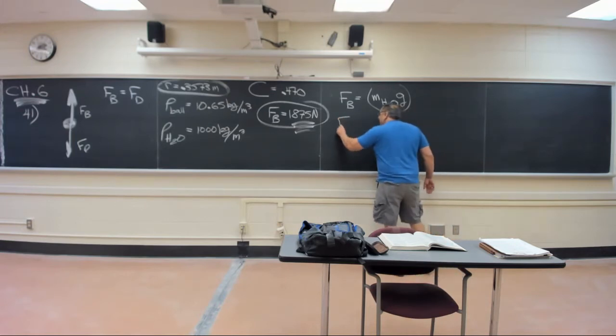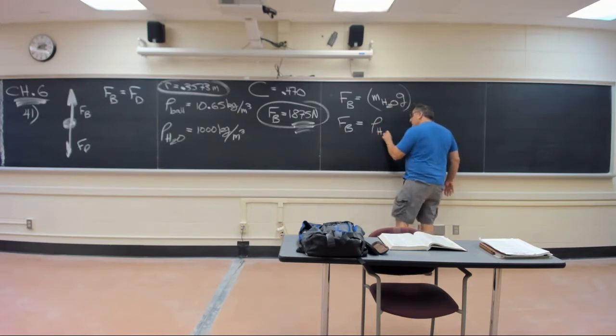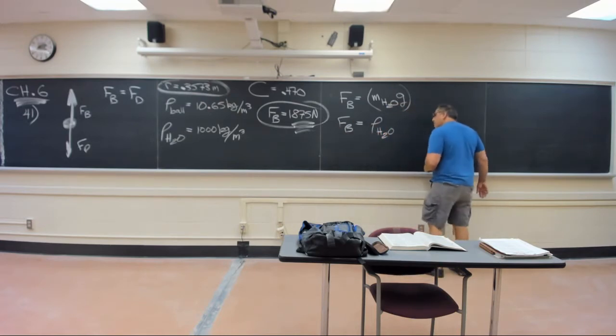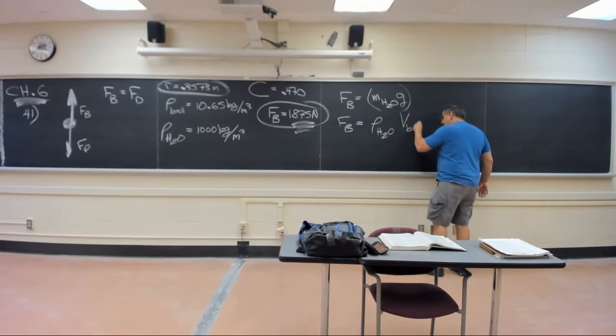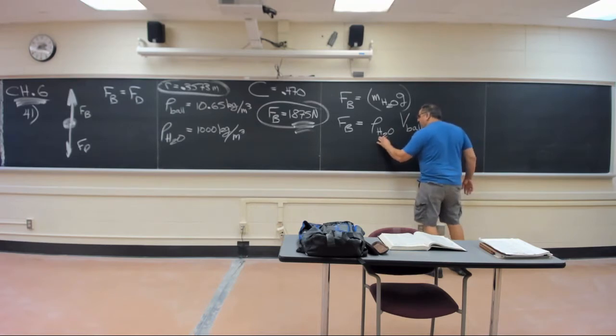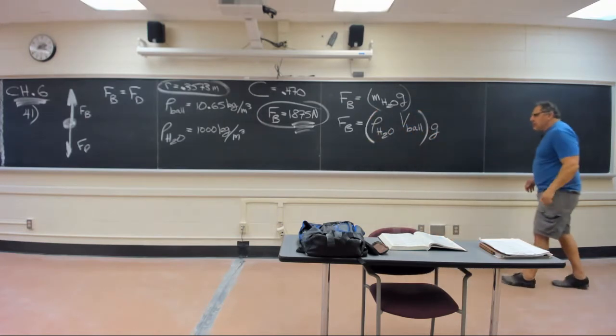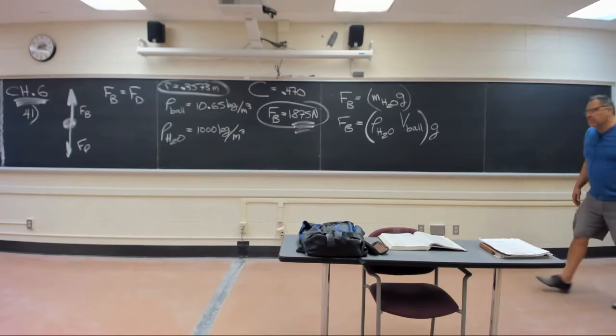Well, what is that? Let's talk some more. What do you say you find the mass density of water times the volume of the ball? The volume of the ball will tell you the volume of the water that is displaced. The volume of the water that is displaced times the mass density of water is the mass of water that's displaced. The mass of water displaced times g will be the buoyant force.